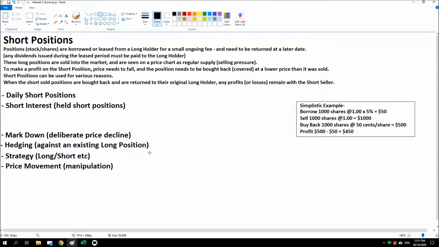And they can hedge at 50%, you can be 50% hedged, you can be 100% hedged, you can be 150% hedged if you want. It's up to you. But a number of short positions that you see in the market won't necessarily be for a deliberate price decline or markdown. They'll be for hedging purposes. Another reason, less common, but another reason is part of a strategy, a long-short strategy for instance.